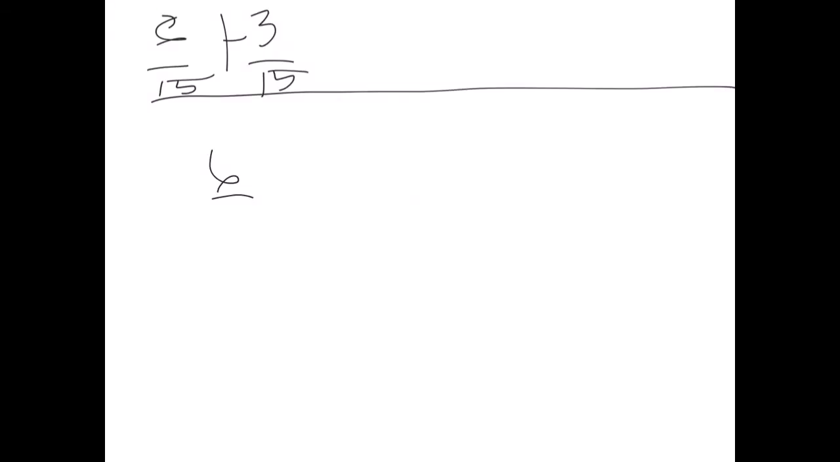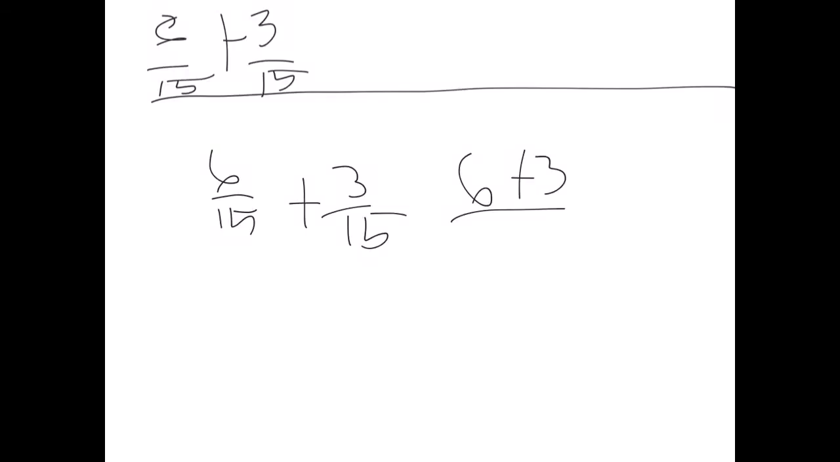6 over 15 plus 3 over 15. First you're going to want to do 6 plus 3 over 15, and that equals 9 over 15, and this can't be simplified, so that's the answer.